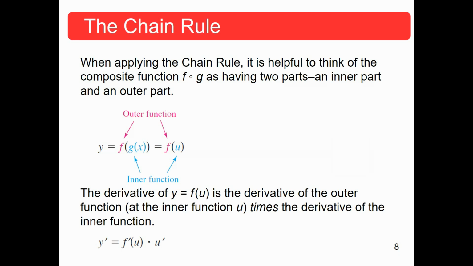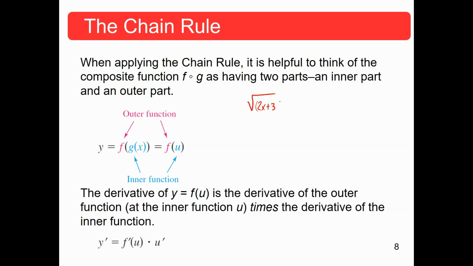So when we apply the chain rule, it's helpful to think about the composite function, right? f of g is having both an inner part and an outer part. And most of the time, the inner part is whatever you can write in parentheses, and the outer part is what's left if you take that inner part out and replace it with x. For example, square root of 2x plus 3.